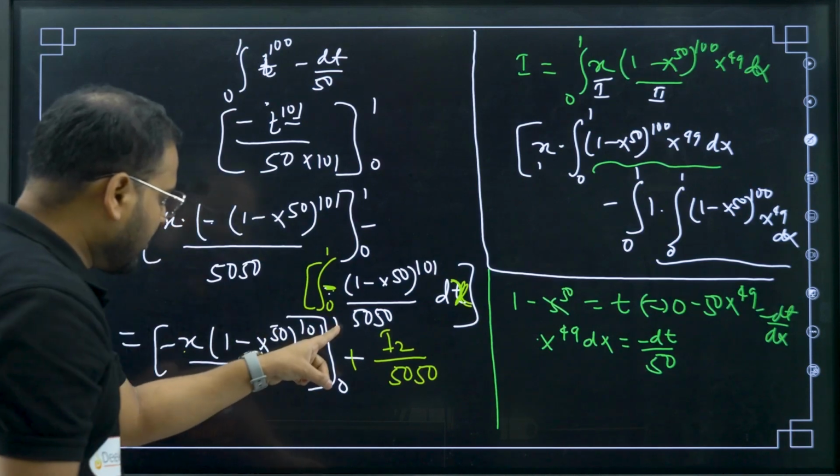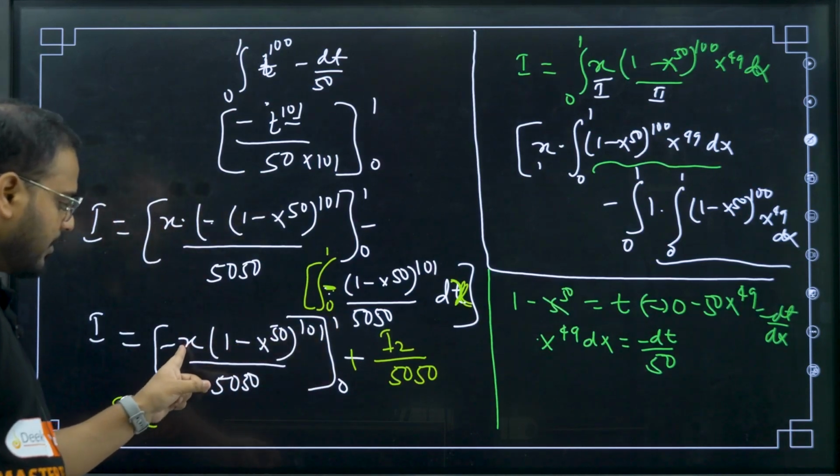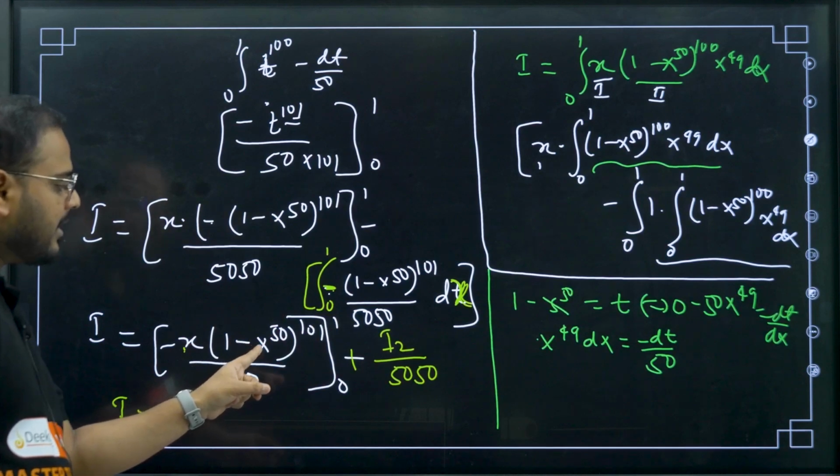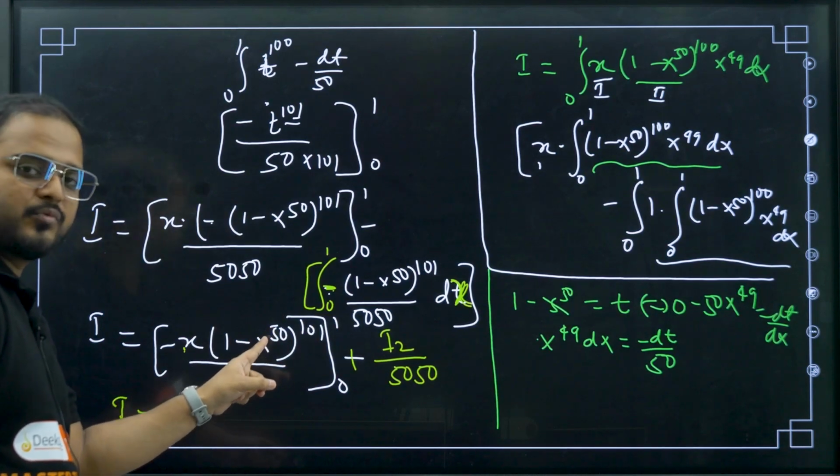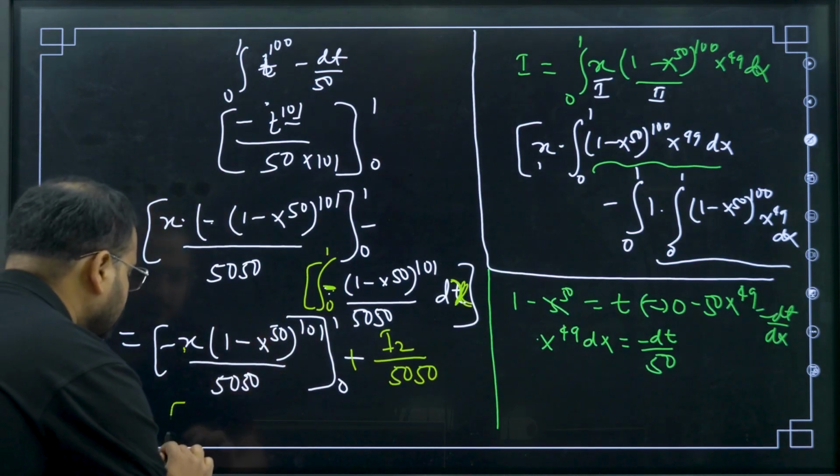Please check. I'm putting the upper limit. This will be 1, so x is 1. 1 power 1 minus 1 power 50. 1 power 50 is how much? 1 only. 1 minus 1 will be 0, sir.